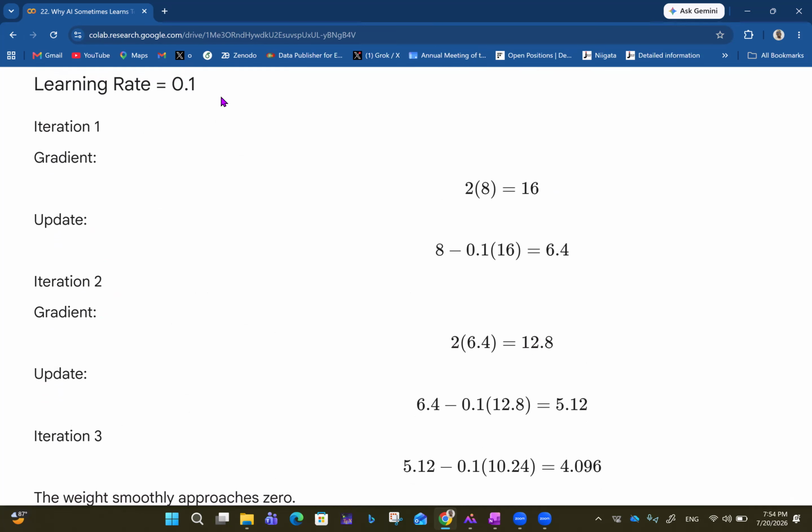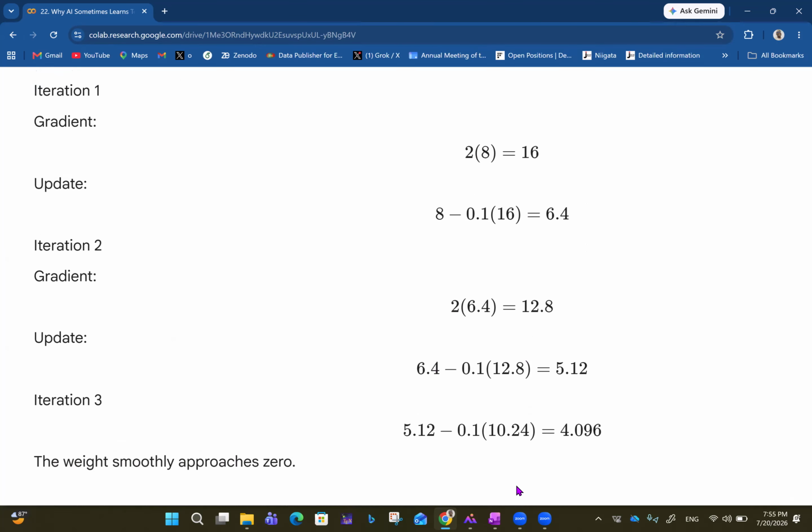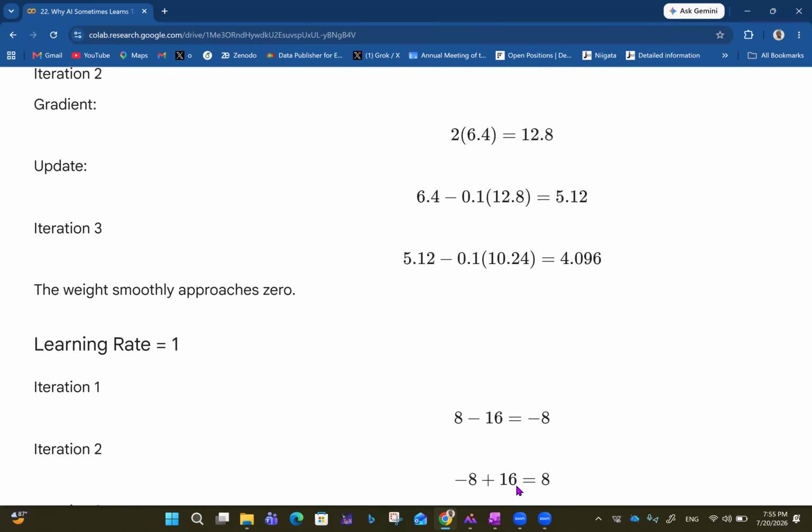For learning rate 0.1, in iteration 1, the gradient is 2 times 8, which is 16. The update is 8 minus 0.1 times 16, which gives you 6.4. For iteration 2, the gradient is 2 times 6.4, that's 12.8, so 6.4 minus 0.1 times 12.8 gives 5.12. So it's dropping steadily. Iteration 3 gives 4.096. This smoothly approaches 0 because we have a learning rate of 0.1.